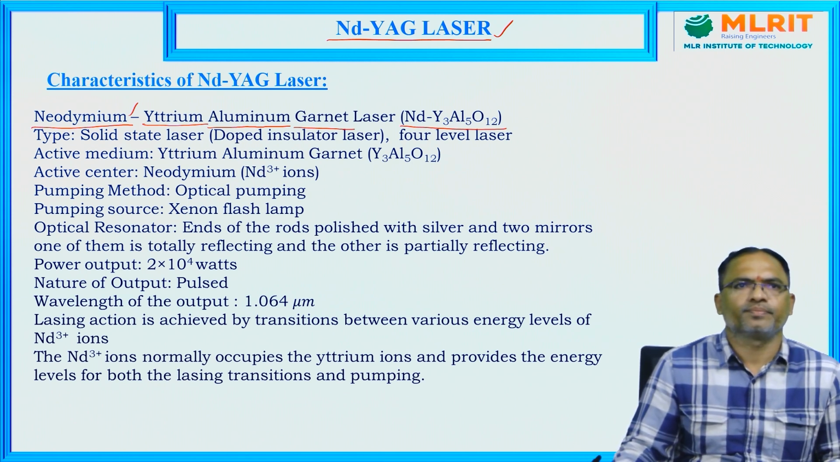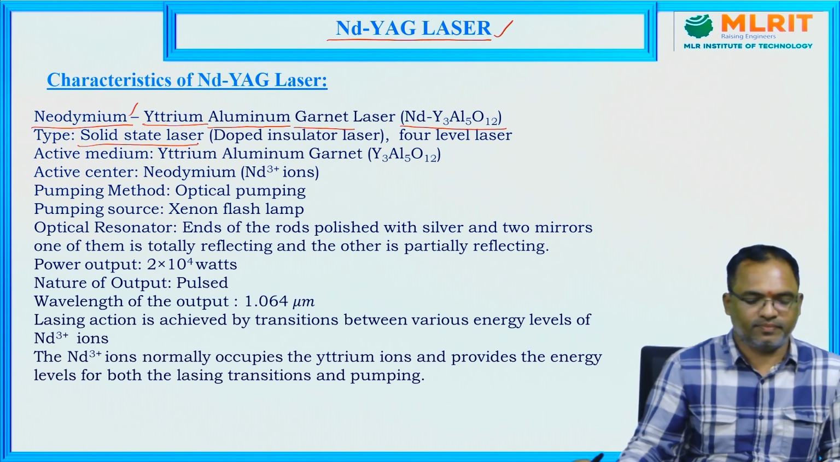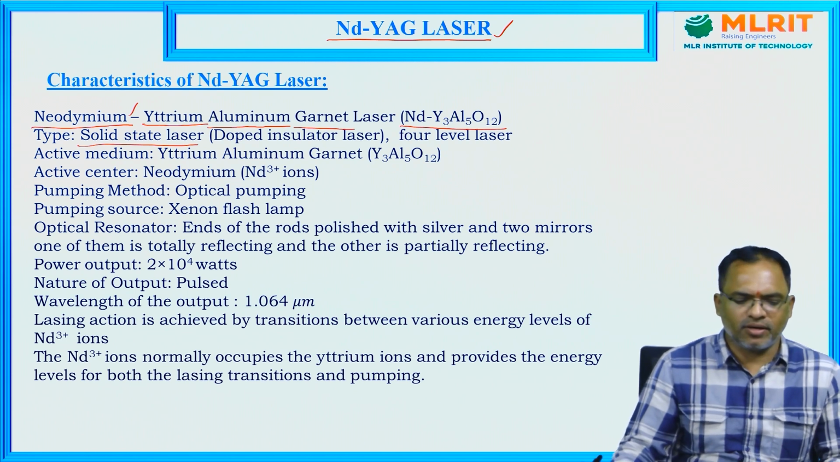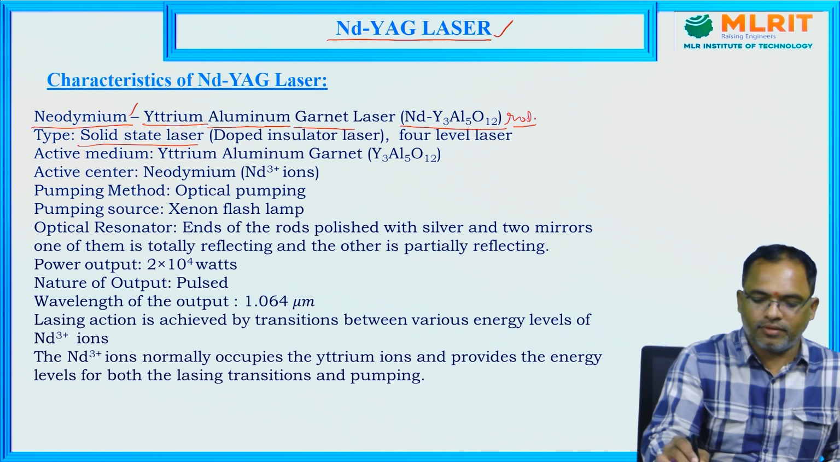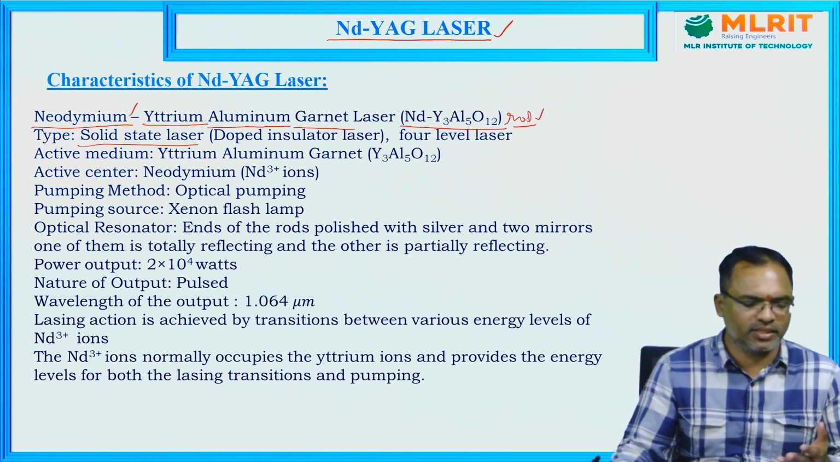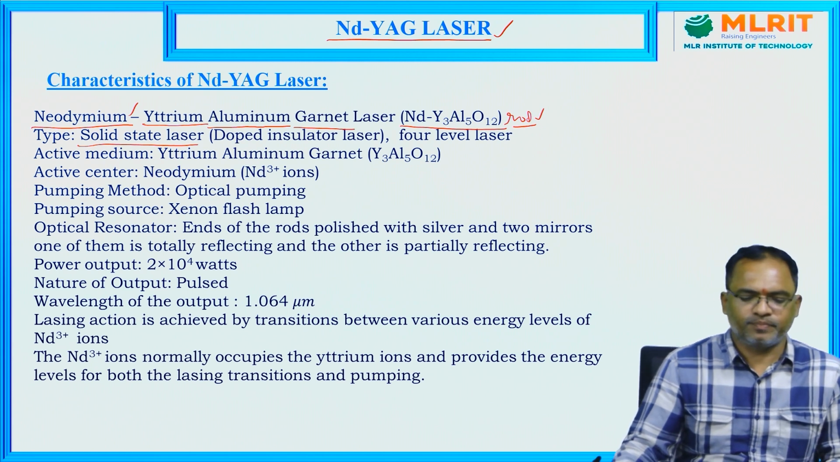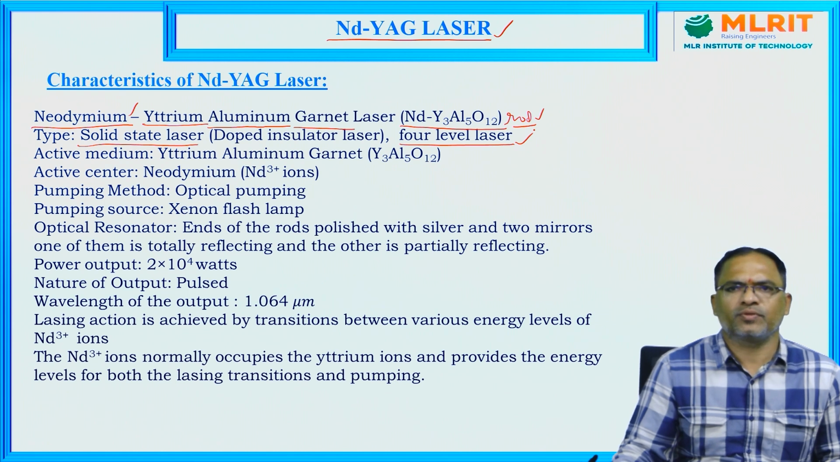Nd:Y3Al5O12. The ND-YAG laser is a solid state laser. Why it is called a solid state laser is because the ND-YAG rod is used as the active medium, which is a solid. That's why this ND-YAG laser is called a solid state laser, and it is a 4-level laser. As we discussed earlier, laser systems are divided into different types: 2-level, 3-level, and 4-level lasers.